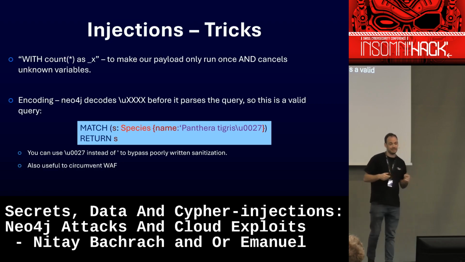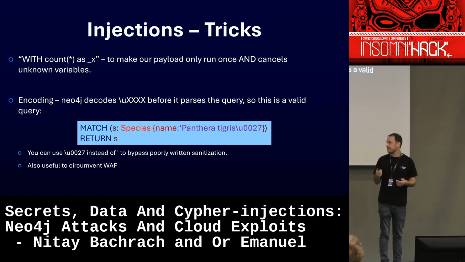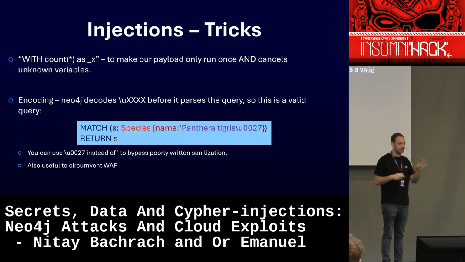Another really cool trick is that in Neo4j, we can also add Unicode characters. It's kind of like Python or JavaScript. We use \u and then 4 hexadecimal digits. But for some reason, Neo4j parses it before it parses the query itself.